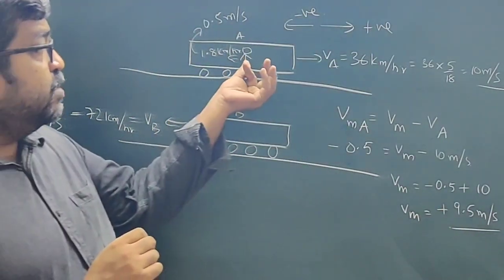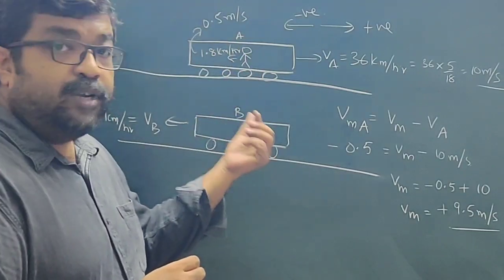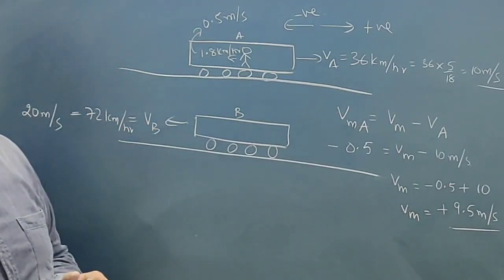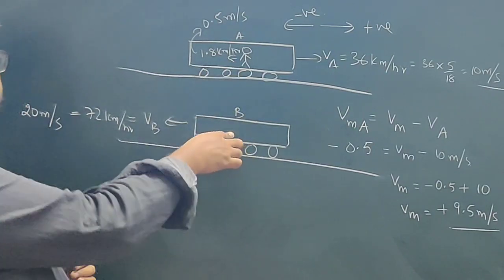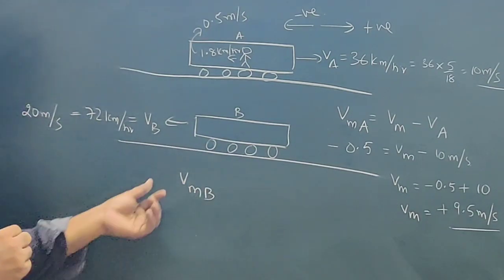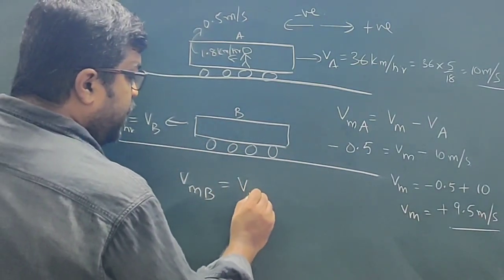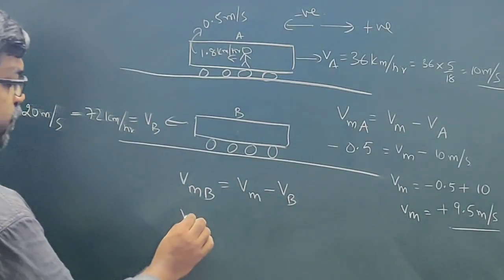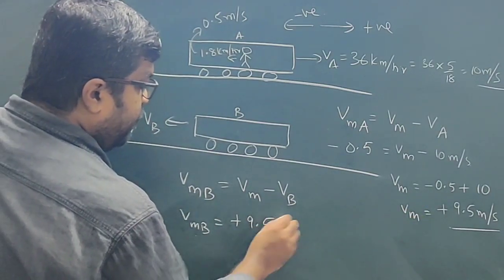Okay. So that means even though the man is walking in this direction with a speed of 0.5 meter per second, to an observer on the ground, he will see that this man is moving in this direction with a speed of 9.5 meter per second. Okay. So now we have to find the speed of this man with respect to observer on train D. So we have to find the speed of man with respect to D, because observer is in train D. So this is equal to Vm minus Vd. So Vmd is equal to Vm, which is plus 9.5.